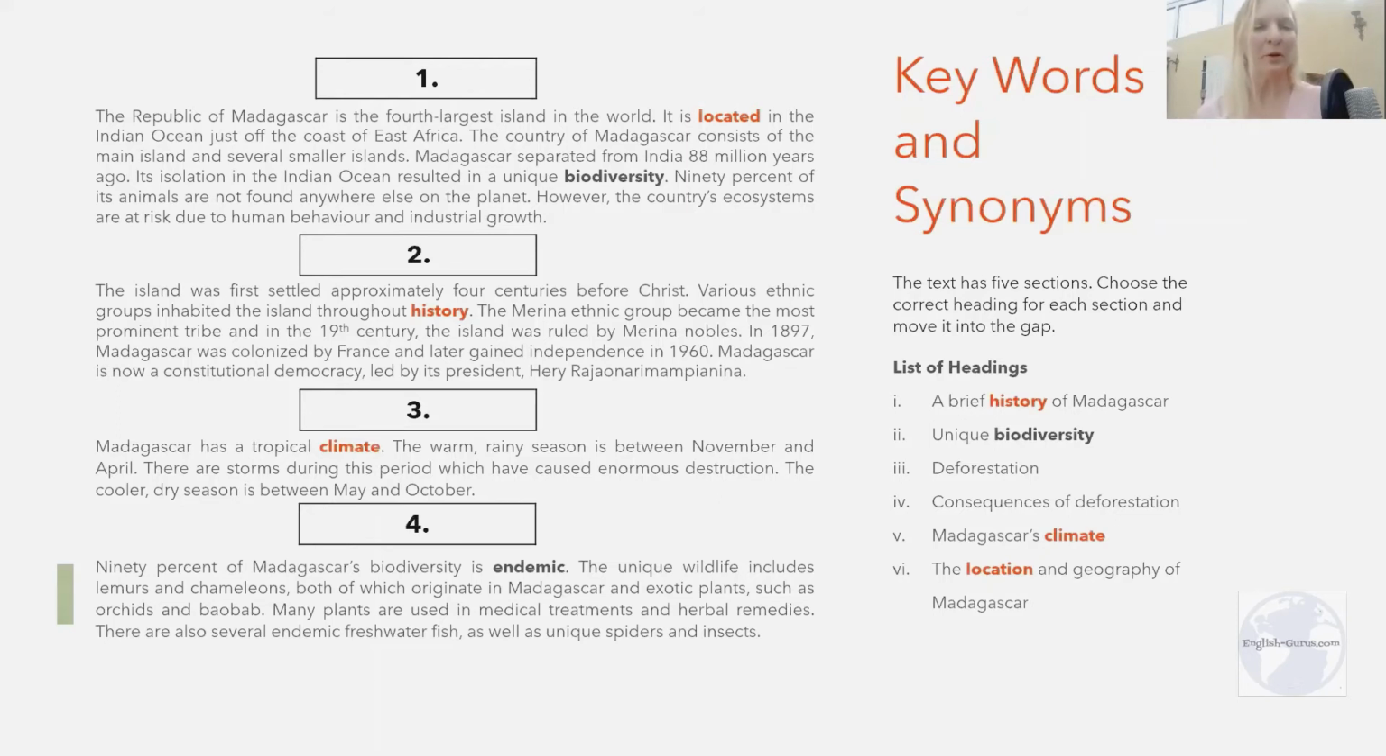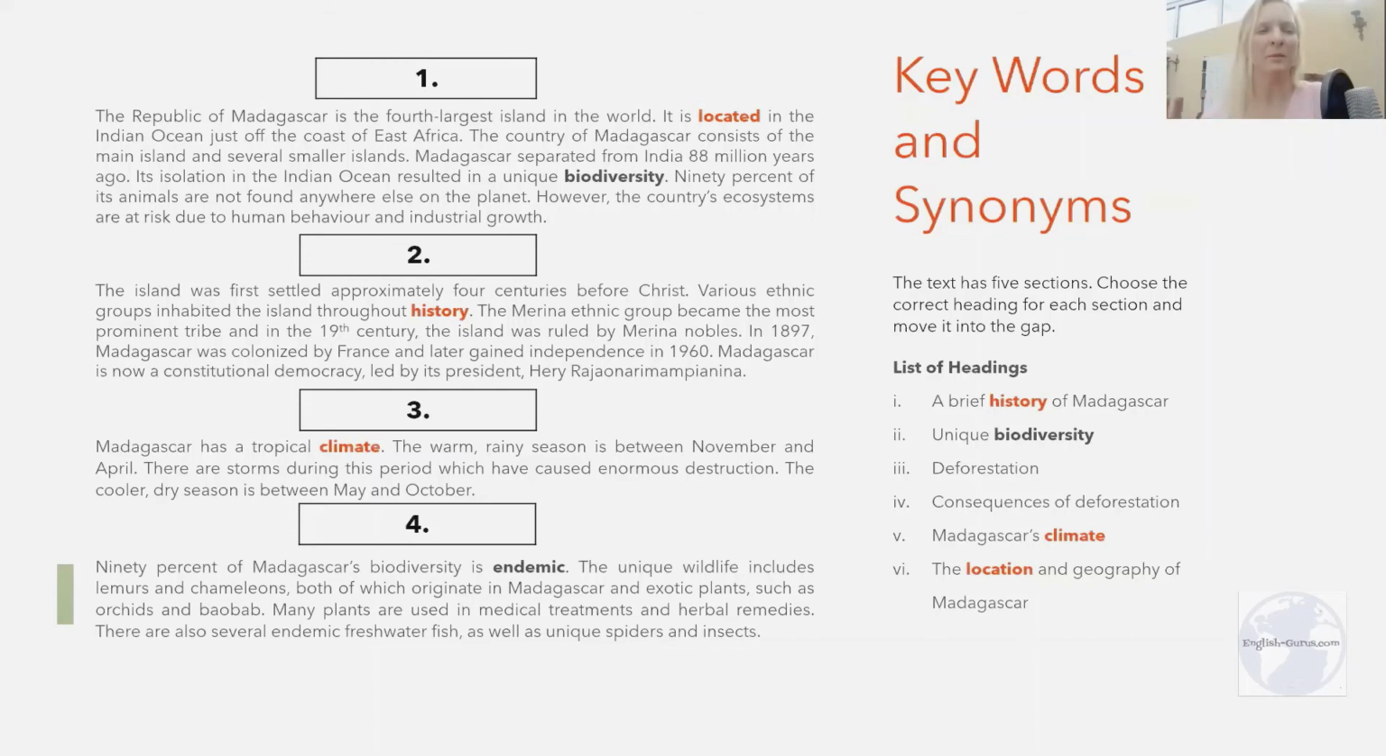If you look at this paragraph, look at the tenses, we can see that the text is referring to the past. Was, inhabited, became. We also see the keyword history. So I think you've already guessed what the answer is. The heading of this paragraph is number 1, a brief history of Madagascar. Brief meaning short. It's not a big history of Madagascar. Okay, so we've managed to find 2 headings.